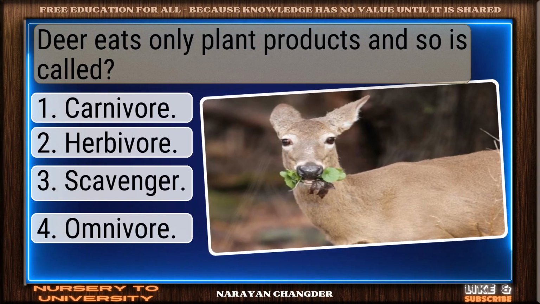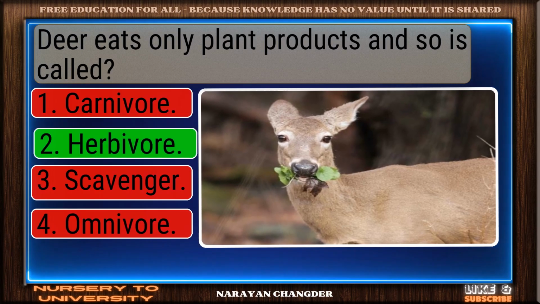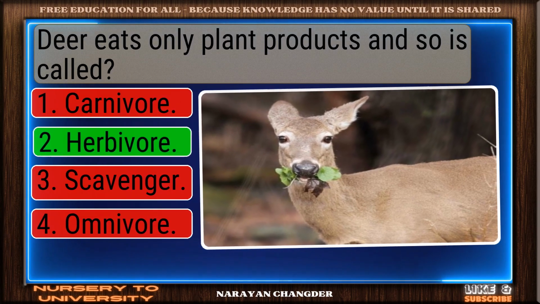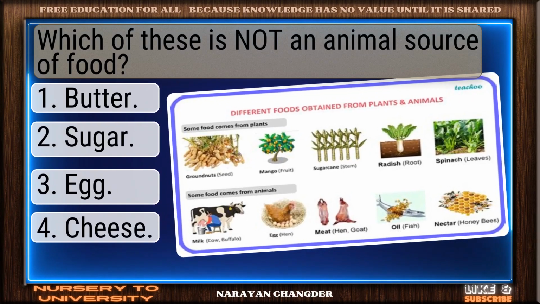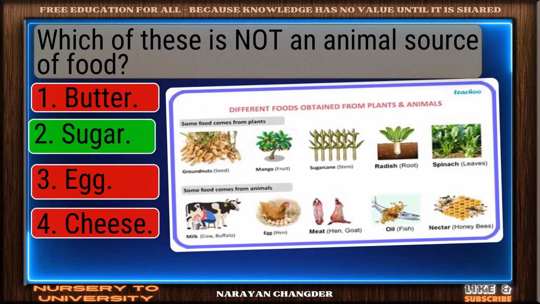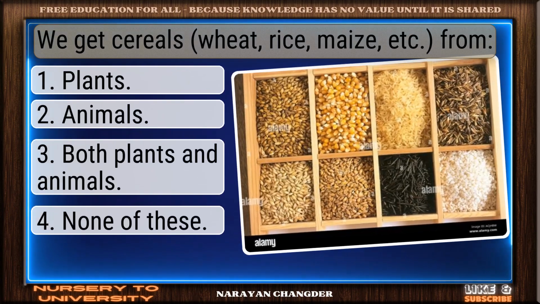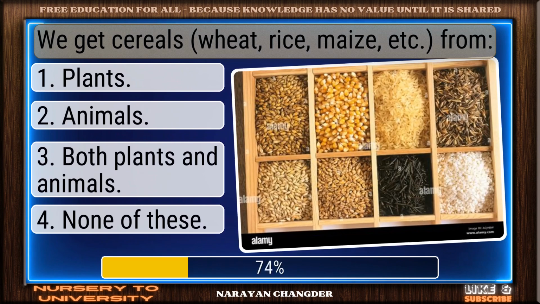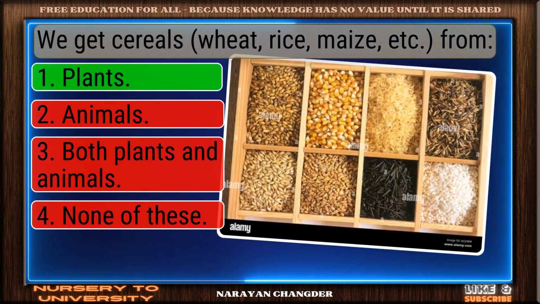Deer eats only plant products, and so is called... Well reasoned. Herbivore is the correct choice. Which of these is not an animal source of food? Excellent. Sugar is a brilliant choice. We get cereals from... Excellent choice. Plants is the right answer.